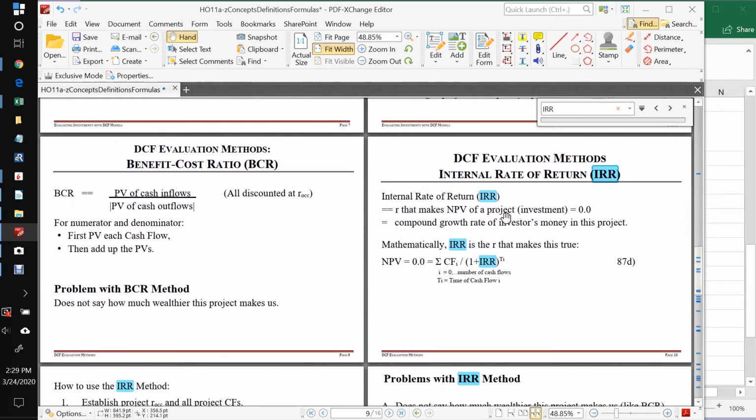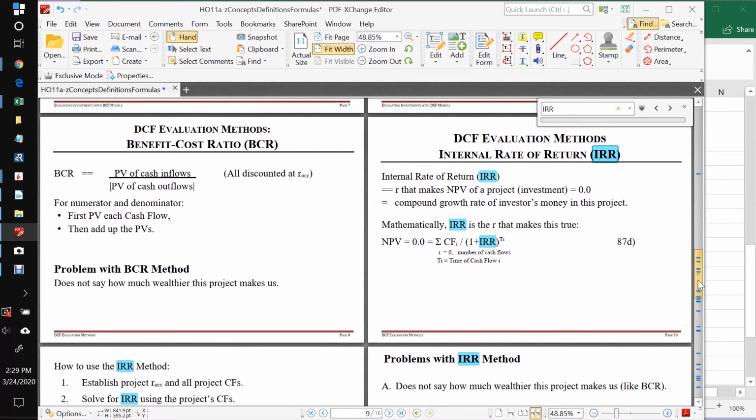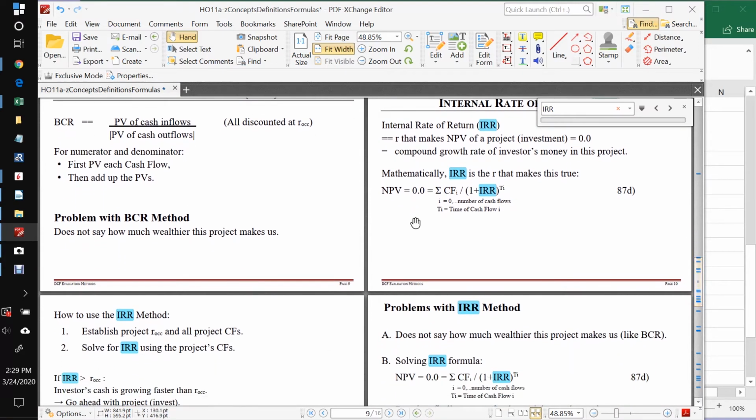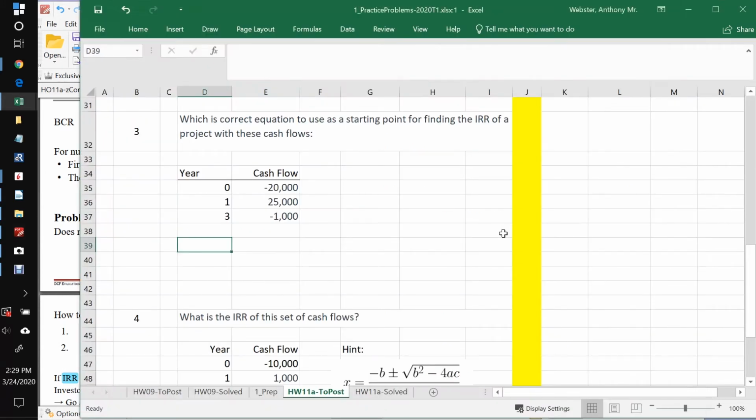Okay, the R that makes the NPV of a project equal to 0, that's good, but I'm looking for something mathy that's really going to help me out. How about this? NPV equals 0 equals, what do I have here? Every cash flow, discount it back to T equals 0, and then add them up, set it to 0. Instead of R or ROCC here, I put in IRR, and that's what I want to solve for. Okay, good. So I remember that.